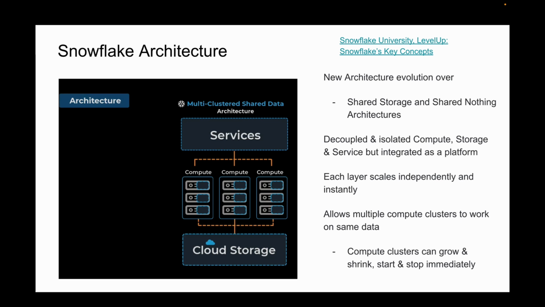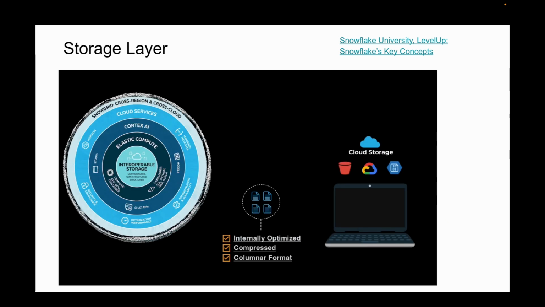So on one side, this architecture decoupled these three layers of storage, compute, and services, but it also logically integrated and offered them in a single platform. So this removed the constraints being offered by traditional data warehouses and Hadoops of the world in those days. Let's now look deeper into each of these layers. Let's look at the storage layer first.